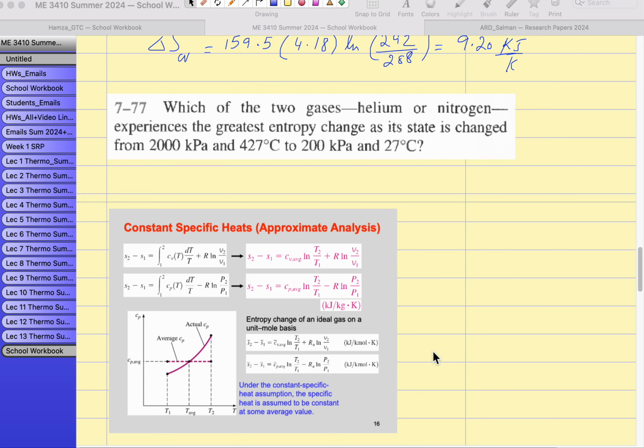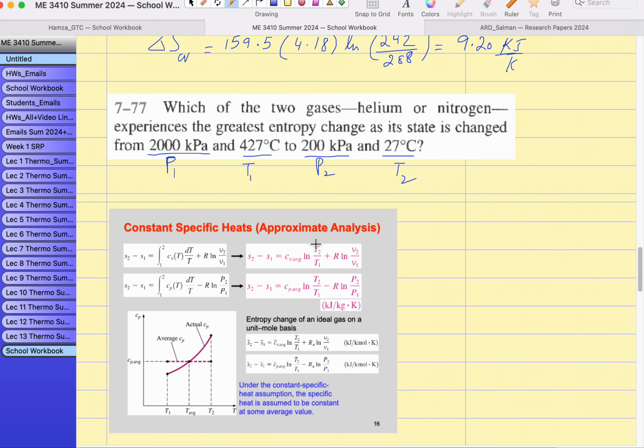Solve this problem. This problem says, which of the two gases, helium or nitrogen, experiences the greatest entropy change, as the pressure is changed from 2000 kilopascal to 200 kilopascal at constant temperature. So we are given T1, T2, P1, P2.